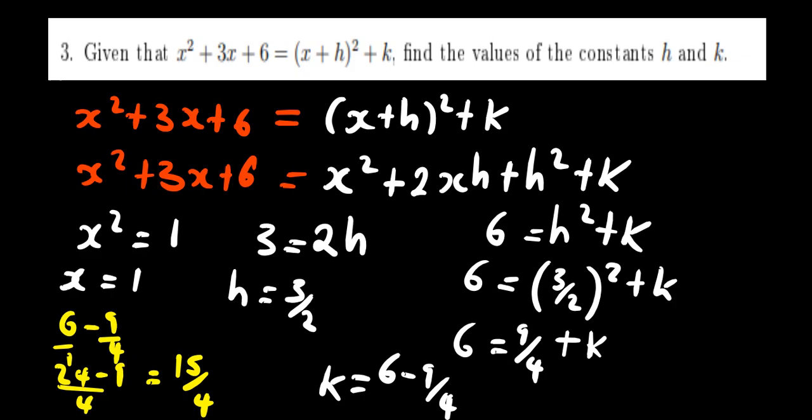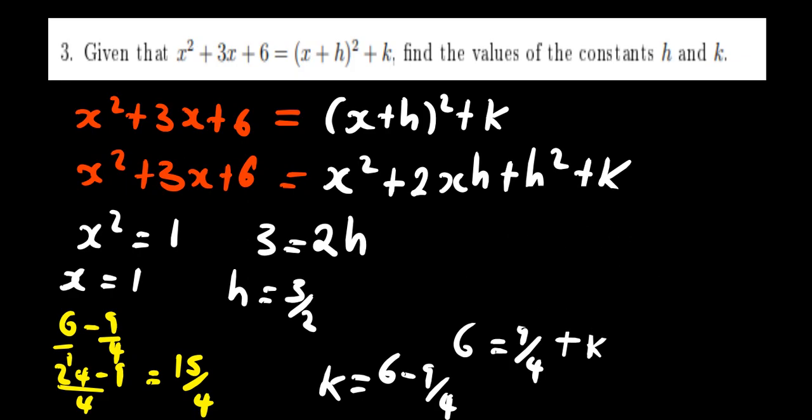Okay, 15 over 4. So therefore the values of h and k, what are we saying? The values of h and k. The value of h, we found that it is 3 over 2. Okay, then the value of k will just be 15 over 4. So that's how we solve that one. Let's go to the next question.